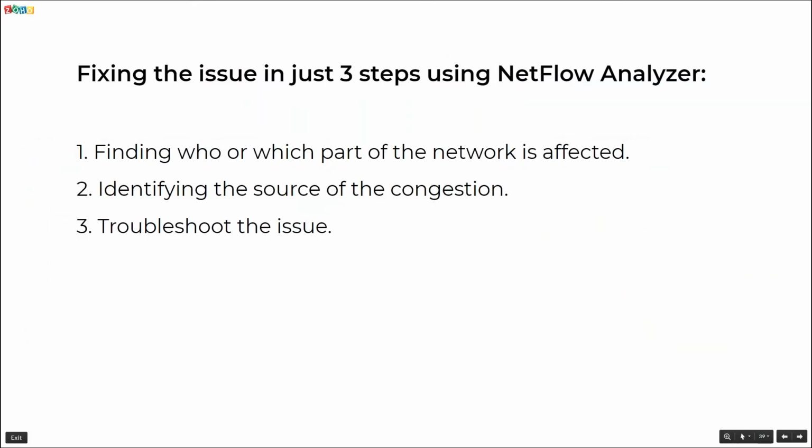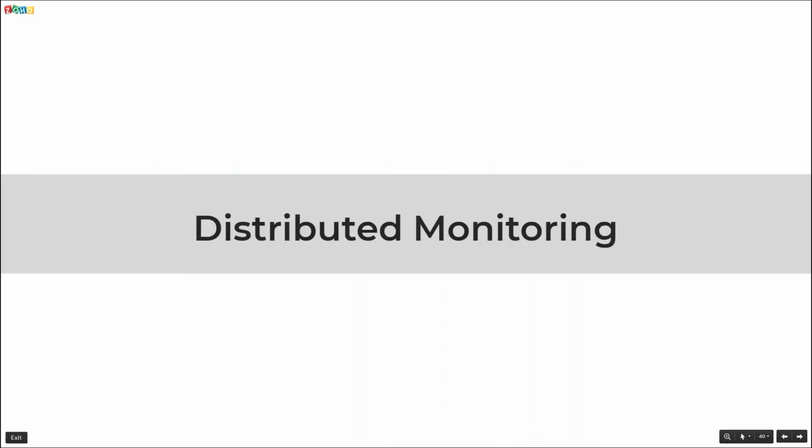So we were able to fix this issue by finding out which part of the network is affected using the inventory that's there. You can identify the source of congestion by specifically looking into which traffic it was, and you can start the troubleshooting based on the data that you collected.